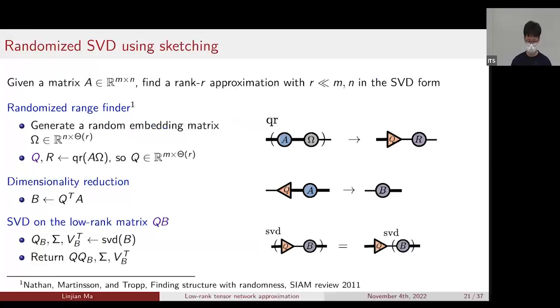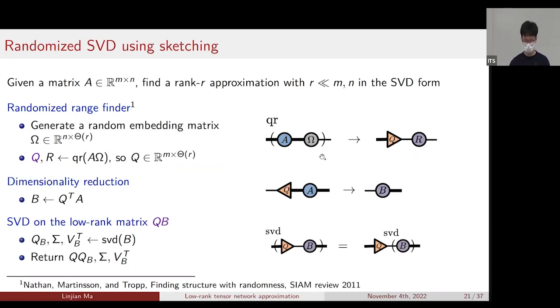Here I briefly talk about how we can use this sketching technique in the randomized SVD algorithm. In randomized SVD, the goal is that we are given a matrix A, let's say with size m by n. We want to find a rank-R approximation with R smaller than m and n. It has multiple steps. In the first step, we just multiply A with a random matrix, for example on the right. Then to reduce the number of columns of A, we do a QR decomposition of A times sigma, and then get Q, which approximates the left singular vectors of A. This Q is called the randomized range of A, and this procedure is called the randomized range finder.